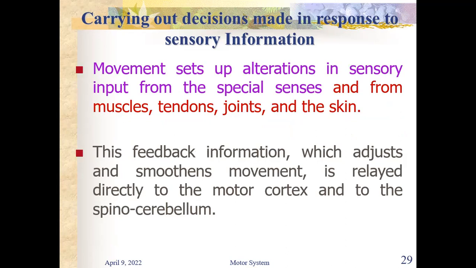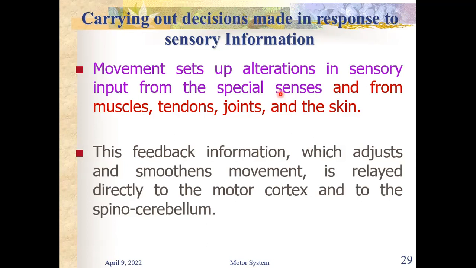Once movement is executed, movement sets up alterations in sensory input from spatial senses. For example, as you are walking, you are also looking around. You are conscious about a car coming around. You are conscious about a pothole that you might not put your leg in. You are conscious about water on the ground so that you do not put your leg and fall down. So once movement is initiated and carried out, this movement will set up alterations in sensory inputs from spatial senses and even from muscles, tendons, joints, and skin, okay?